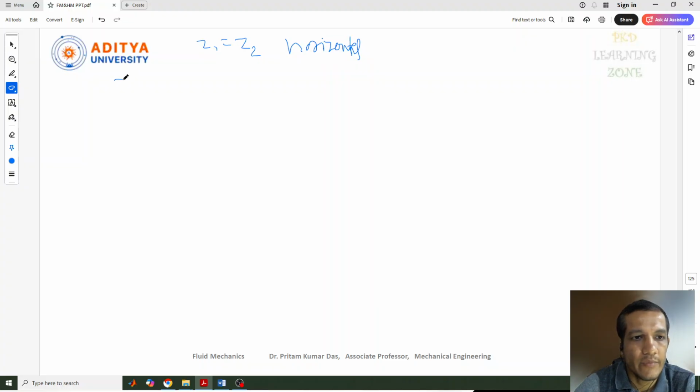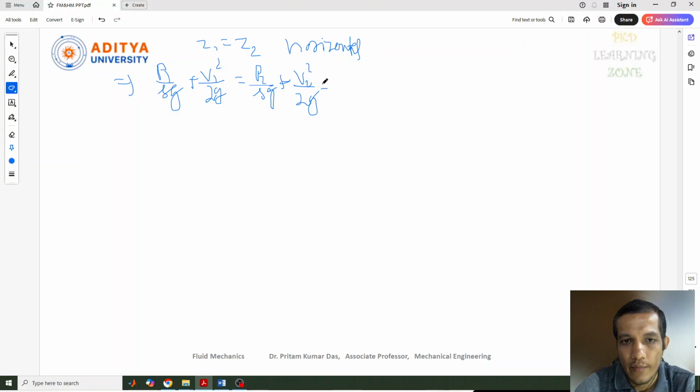So now we can write this equation: P1 by rho g plus V1 square by 2g, and Z1 and Z2 are the same, so leave it. Now again P2 by rho g plus V2 square by 2g plus HE. Now this is pressure head, pressure and velocity terms, then we need to find out the head loss. So let's write the head loss due to sudden enlargement. What we'll do, we'll keep the pressure terms on one side.